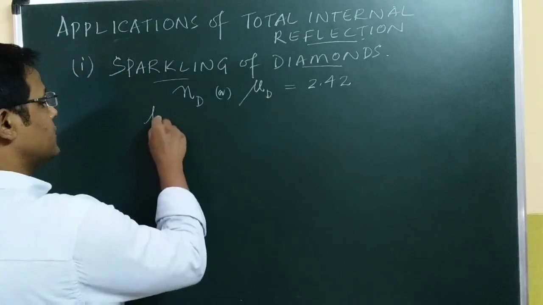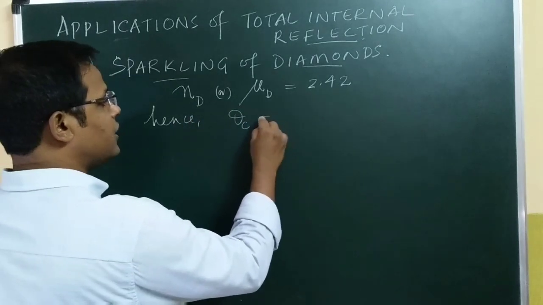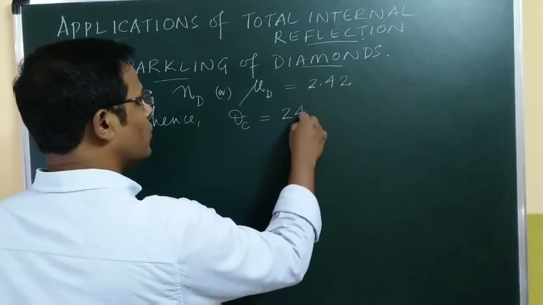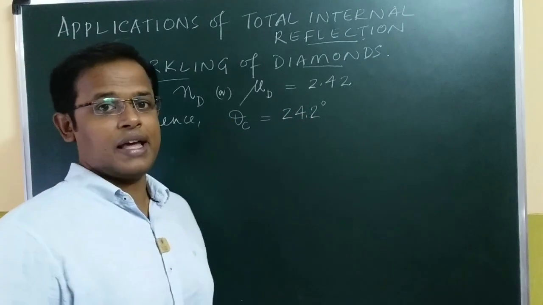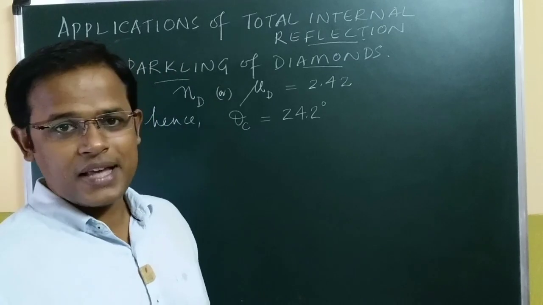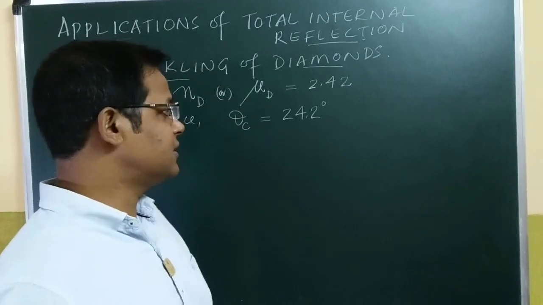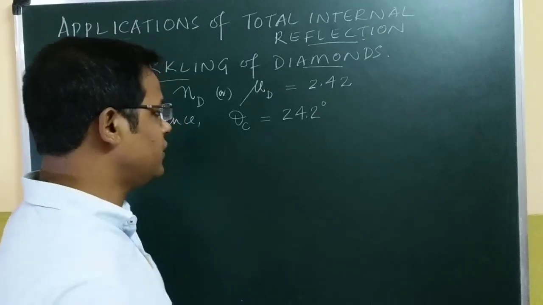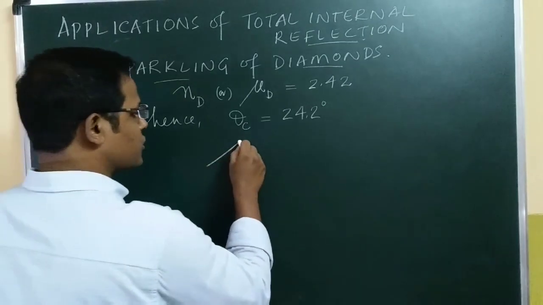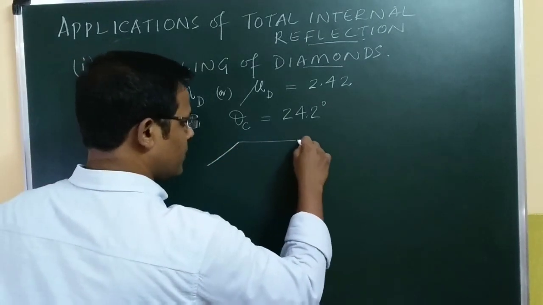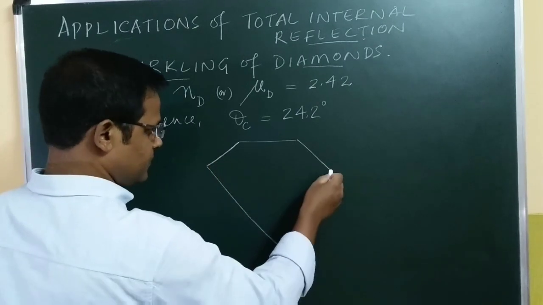So hence the critical angle of incidence for diamond is pretty low. It's around 24.2 degrees. Pretty low critical angle. Because of the expertise of the diamond cutters, the diamonds are cut in a definite shape. Let me try to mimic a shape of the diamond. Something like this.